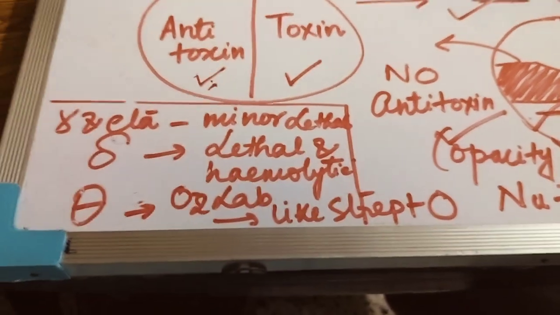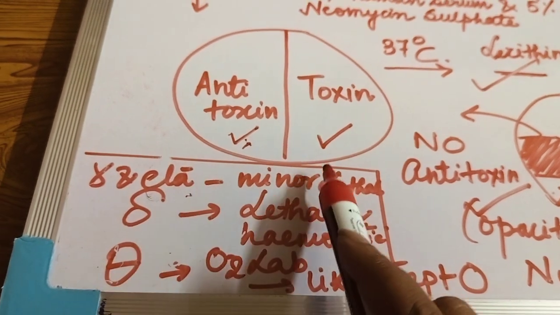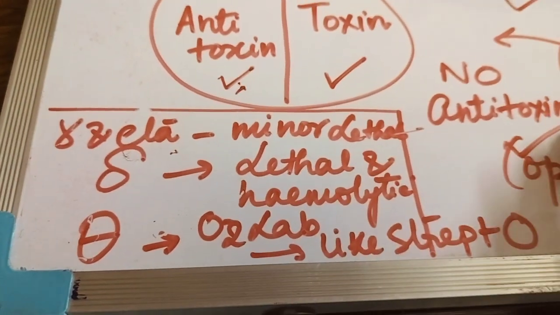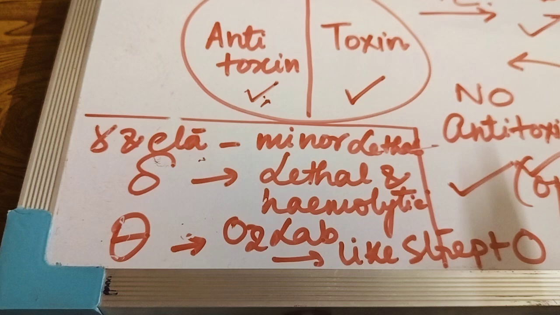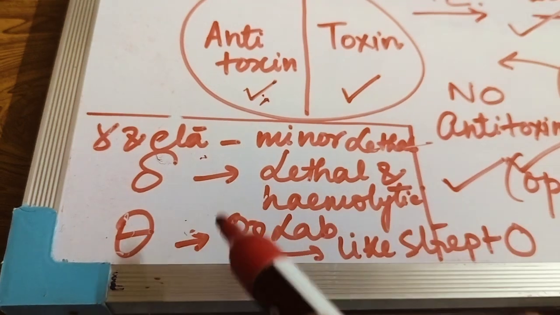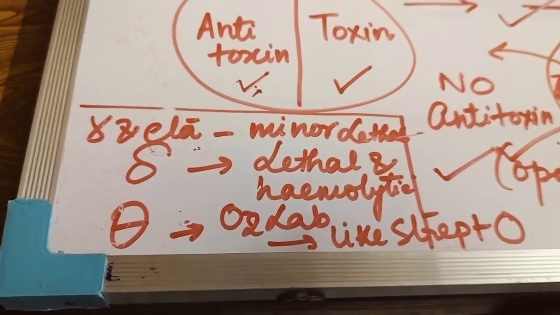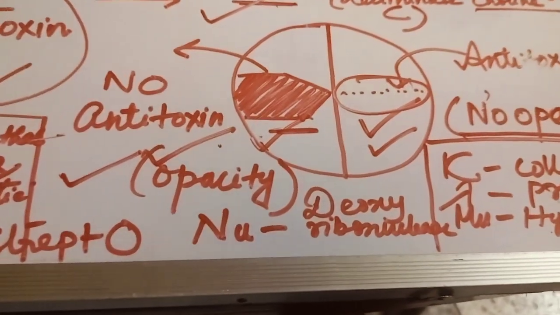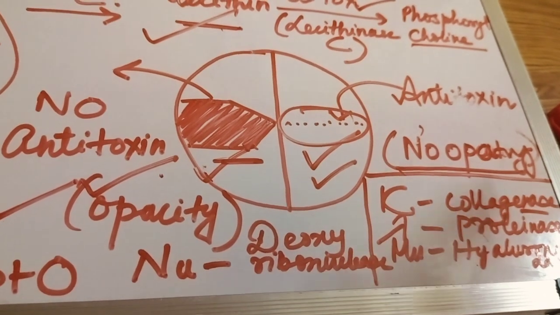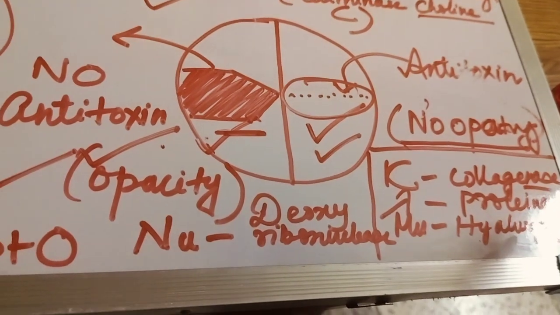Other minor toxins, as we talked about in the last video, are the gamma and eta toxins, which are minorly lethal. It is not that much lethal. Then comes the delta toxin, which is lethal and hemolytic as well. Then the theta toxin, which is supplemented with oxygen, and it is like streptolysin O, which we have discussed in the streptococcus and pneumococcus videos. Then came the kappa toxin, which is a collagenase which degrades collagen. Then comes the lambda toxin, which is a proteinase which degrades protein.